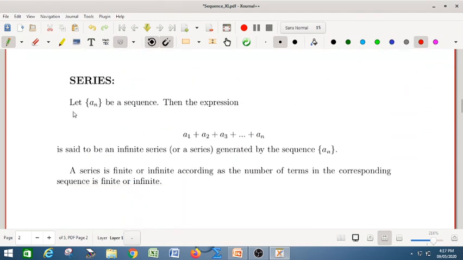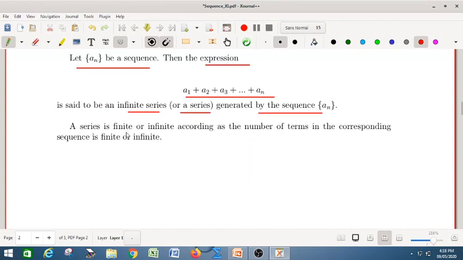Now what is a series? Let {an} be a sequence. Then the expression of the sum of these terms is the series, an infinite series, or simply the series generated by the sequence {an}. The series is basically the sum of the terms, and the sequence is the terms inside the brackets. A series can also be finite or infinite according as the number of terms of the corresponding sequence is finite or infinite.